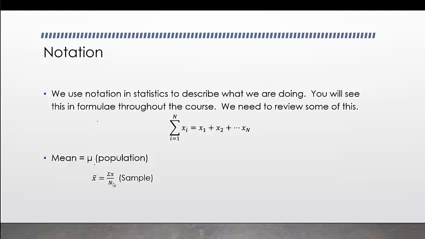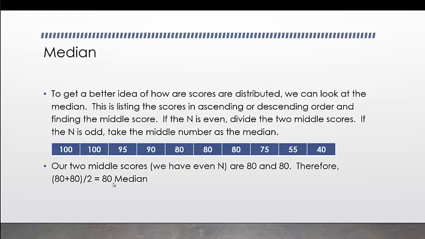Okay, so let's look at another way to determine average. Another way that we determine average is we look at the median. So to get a better idea of how scores are distributed, we can look at the median. This is a listing of scores in ascending or descending order and finding the middle score. If the n is even, then we simply take the two middle scores and divide by 2. If the n is odd, take the middle number as the median.